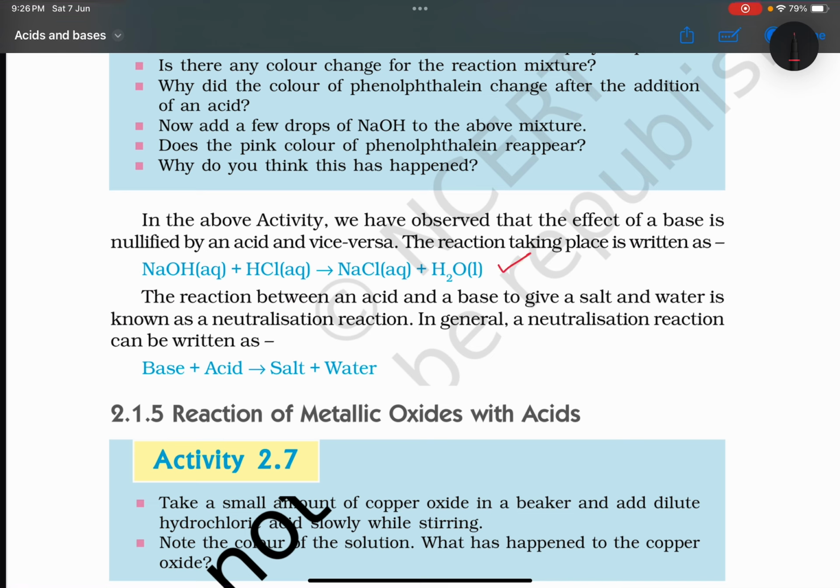The reaction between an acid and a base to give a salt and water is known as a neutralization reaction. In general, a neutralization reaction can be written as base plus acid gives salt plus water. If you want a few more examples, H2SO4 plus 2 NaOH gives Na2SO4 plus 2H2O.